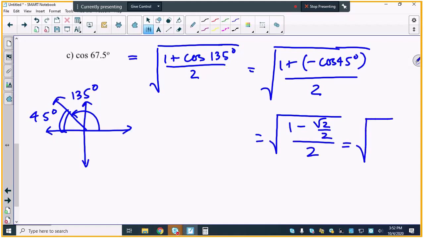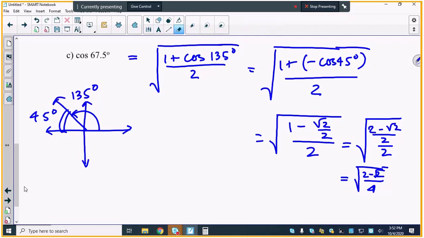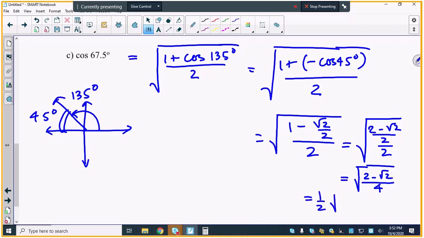So I get square root of 2 minus square root of 2 over 2, over 2, which is square root of 2 minus square root of 2 over 4. And that will be the answer to this question. We write it one more time: square root of 2 minus square root of 2 over 4. As usual, you can bring out this 1/4 as 1/2 outside the square root and write square root of 2 minus square root of 2. Alright.